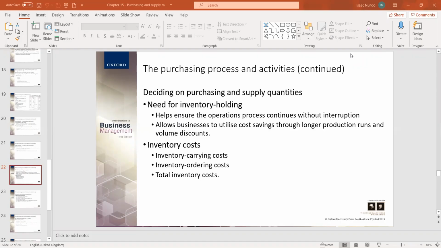If it is too much, it comes at a cost to the firm. So these are some of the things that you have to know. It allows businesses to utilize cost savings through longer production runs and volume discounts. So once you are able to have the right amount of goods in store, you are able to keep the right quantity of goods and services that are needed to be produced each day and each time.